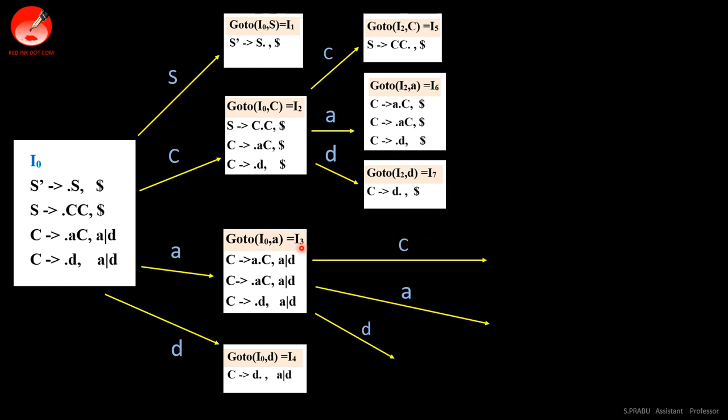For this I3 set, when I apply capital C, I can get C tends to aC dot and the look-ahead symbols are a and d.